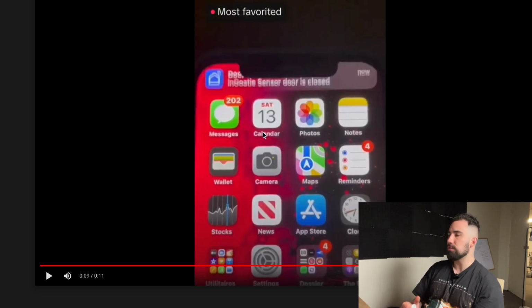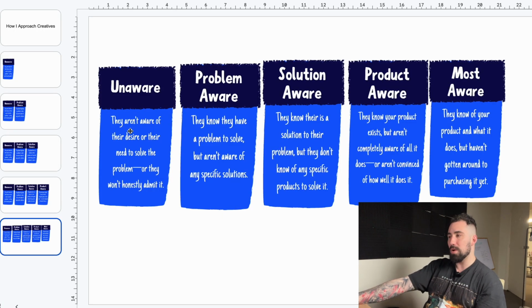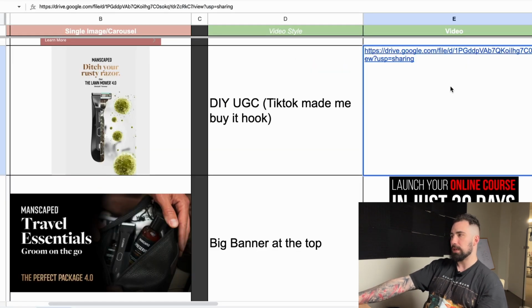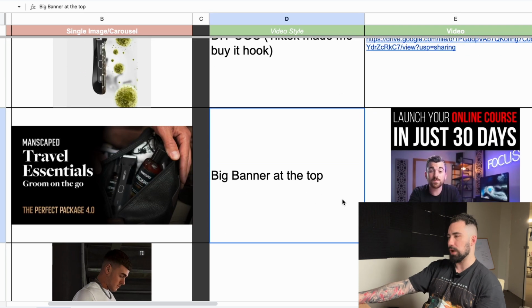See, I now know how the app works. I didn't know I had a problem. So literally they got me from this position, unaware, to most aware in one ad. So I was unaware and I'm ready to buy this product. It's probably cheap as well, so I can literally buy this product right then and there.